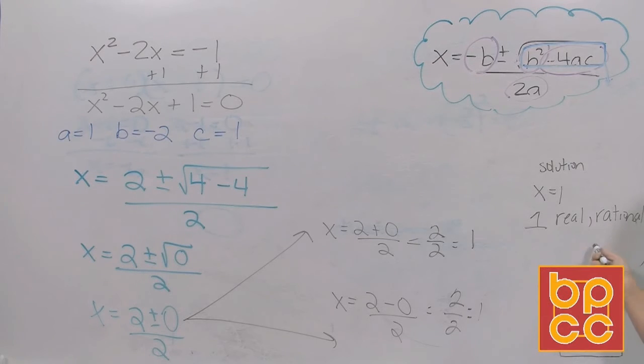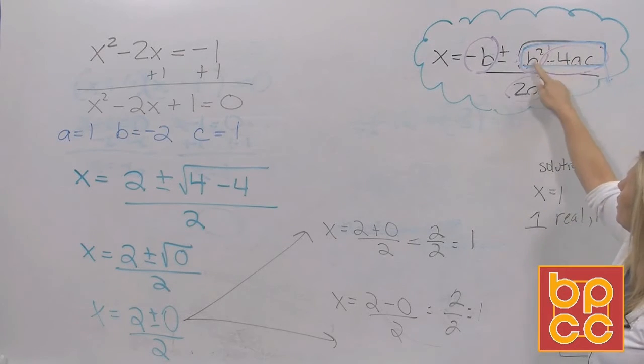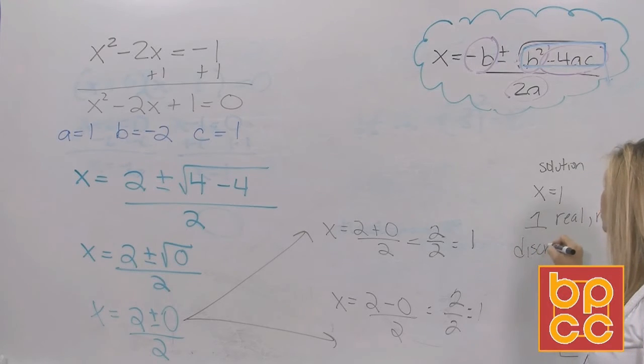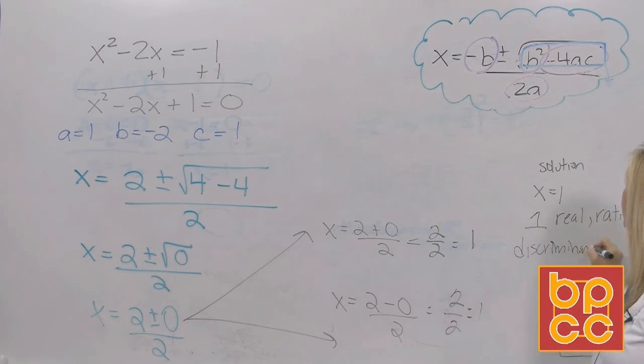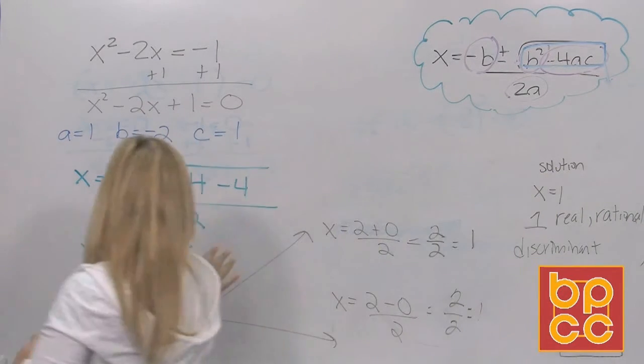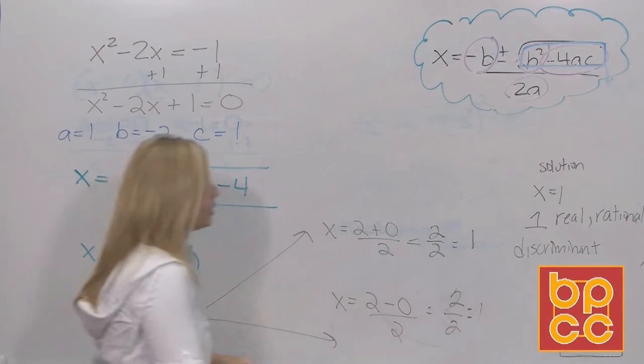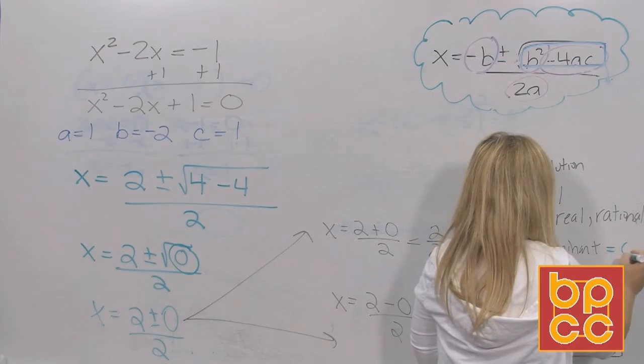Now, I knew we were only going to get 1 answer that was real and rational because I look at the discriminant. So everybody look closely. We made a definition. What's underneath the square root? B squared minus 4ac. When you get that all to be one number, that's called the discriminant. So if I ask you, where is your discriminant number? Everybody look at your work. Where's your one number underneath the square root? It's right there. So the discriminant is 0.